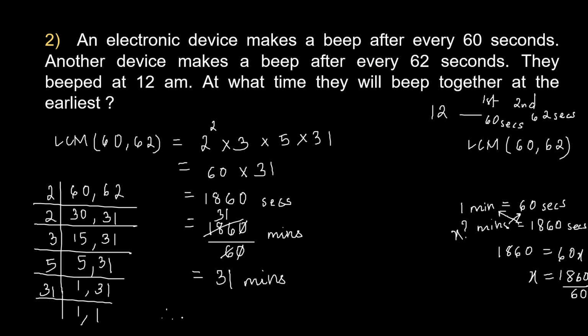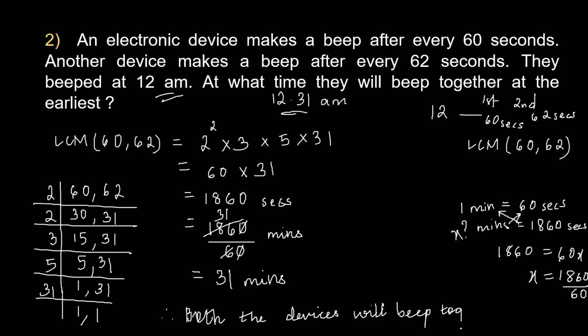So therefore I can say that both the electronic devices will beep together at 12:31 am. Since they started at 12 am and now after 31 minutes they will beep together. So that means both the devices will beep together at 12:31 am. So this is the answer.